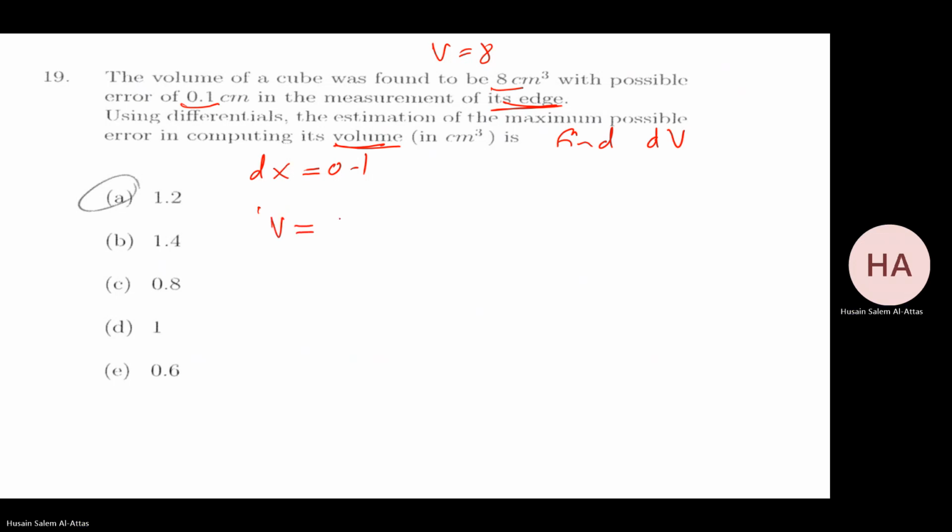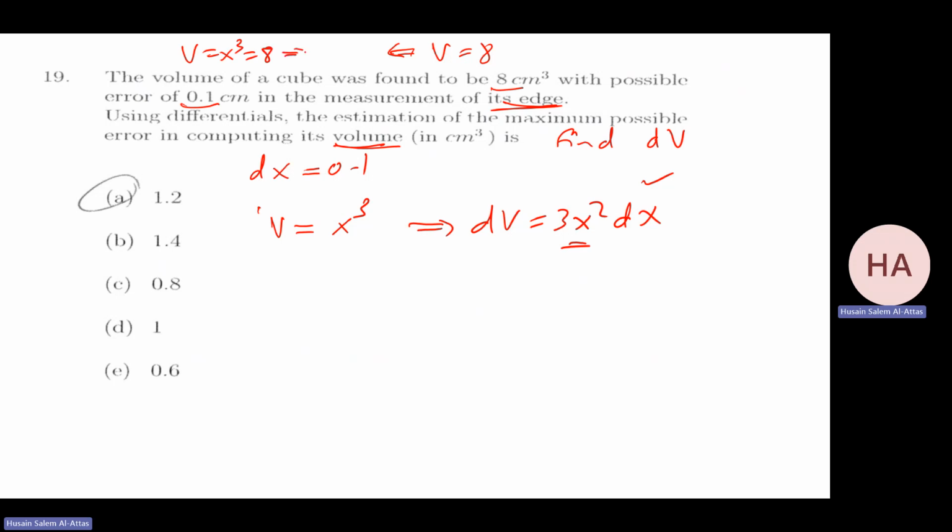So the volume of a cube is x cubed. That implies dv is 3x squared dx. I know dx, but what is x? I'll get it from here. V equals x cubed equals 8. So x equals what? 2. So this is 3 times 2 squared times 0.1, which is 12 over 10, which is 1.2.